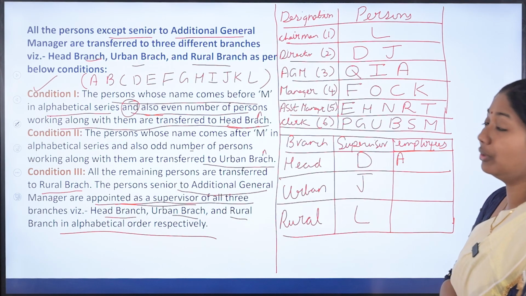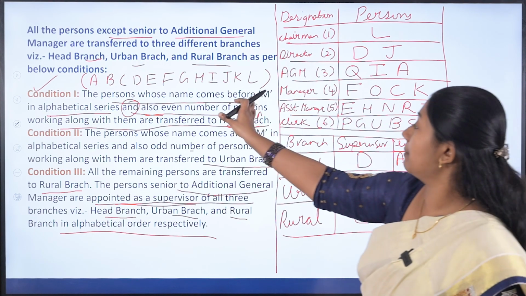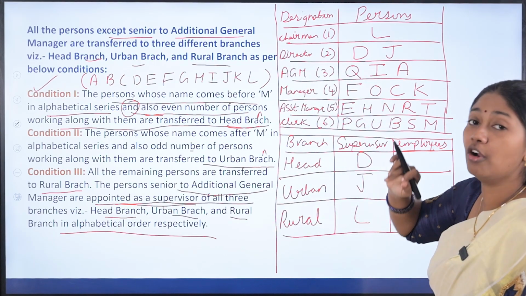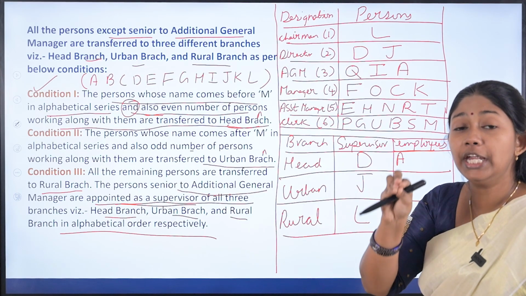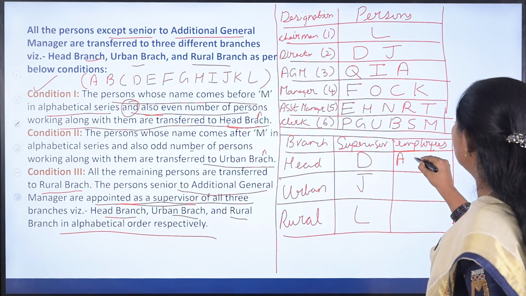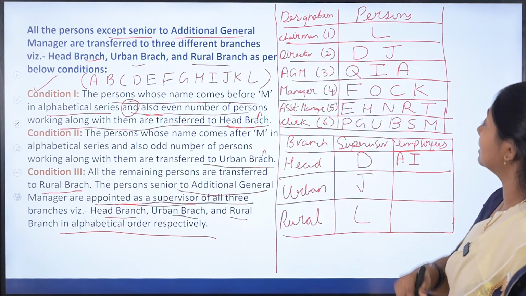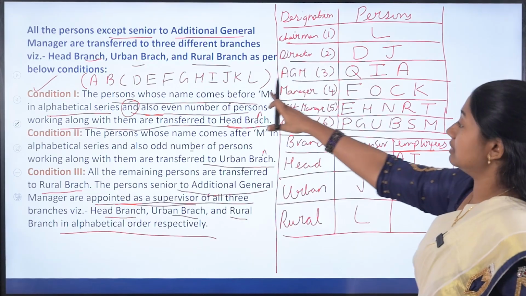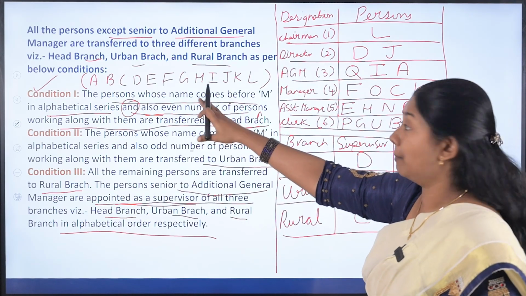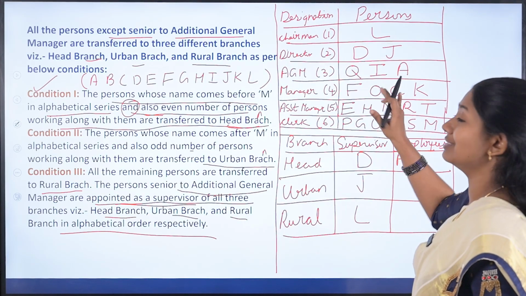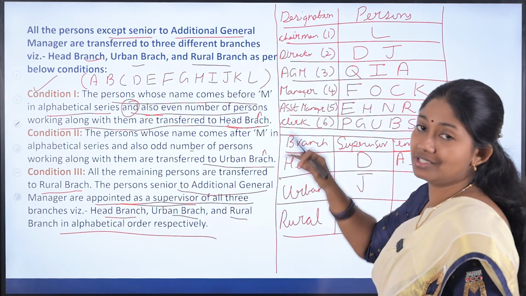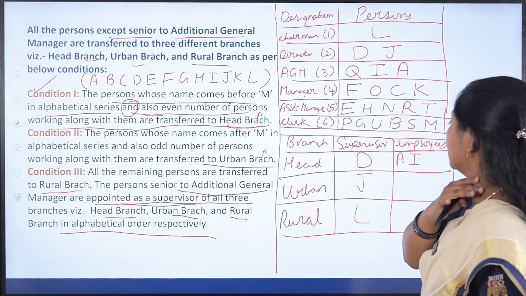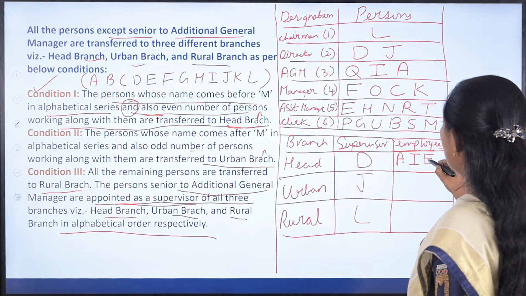If you look at I individually, it is also coming before M in alphabetical order. And if you take I, you can see the persons along with I are Q and A, and they are even in number. So I also can be transferred to head branch. The next case, F. If you take F individually, it is before M alphabetically, but the number of remaining persons is 3, so you cannot take F from manager. The remaining one, E: if you take E, you have 4 persons, that is also correct. E also can be included.